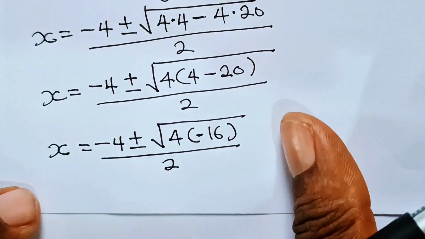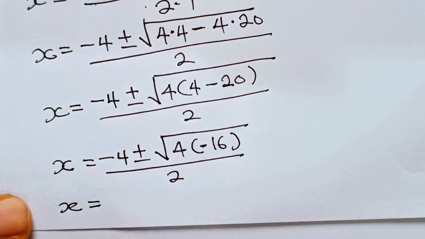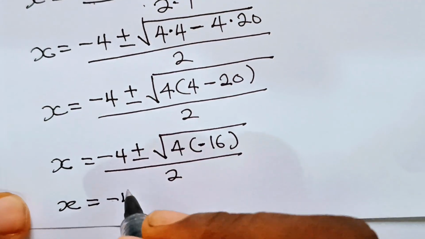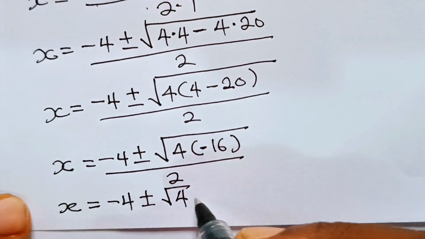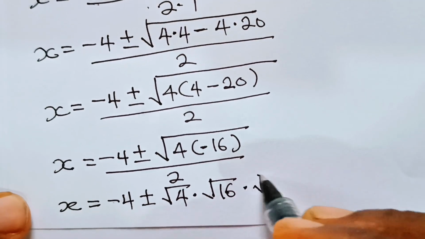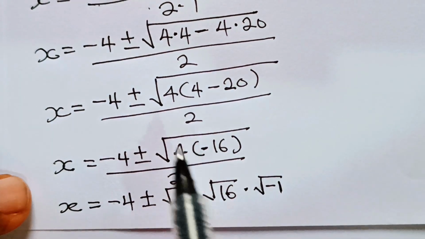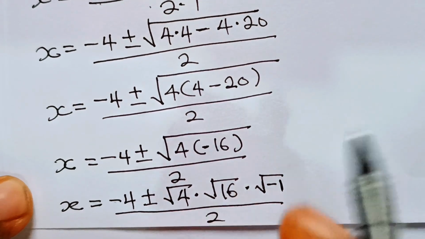So we have x is equal to minus 4 plus or minus square root of 4 brackets minus 16, everything divided by 2. So we can write x to be equal to minus 4 plus or minus, now square root of 4 multiplied by square root of 16 multiplied by square root of minus 1. Yes, because of minus 16. Everything divided by 2.